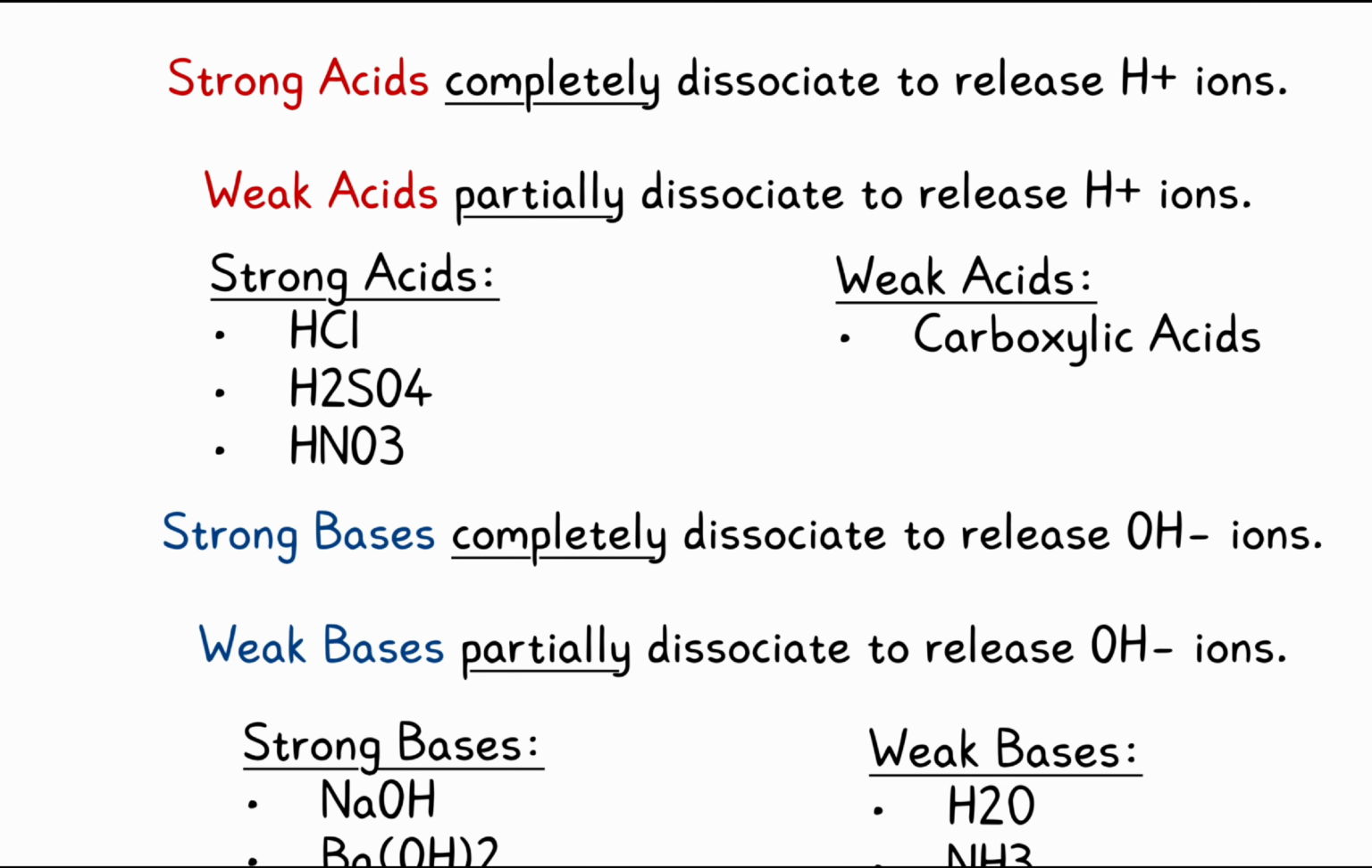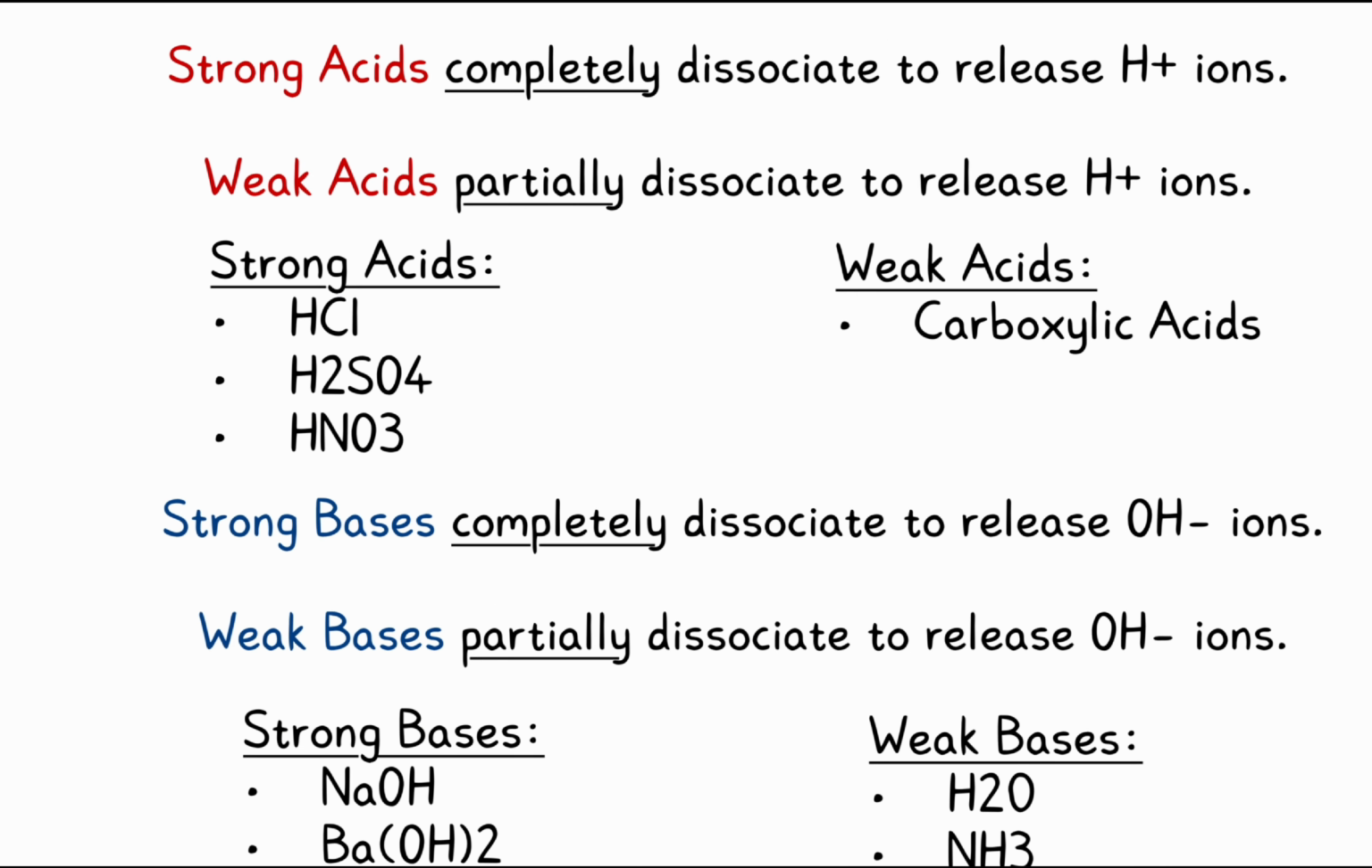Now let's look at what a strong acid means and what a weak acid means. A strong acid is something that completely dissociates to release hydrogen ions, but a weak acid partially dissociates to release hydrogen ions. Your strong acids are things like HCl, sulfuric acid, nitric acid, whereas your weak acids are carboxylic acids. Any carboxylic acid is a weak acid, literally any. Things like benzoic acid, which they'll throw in the exams to put you off, that is a weak acid as well.